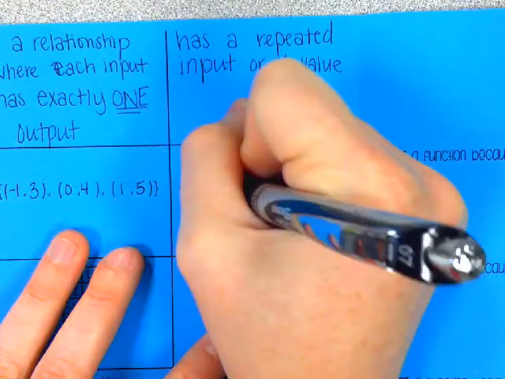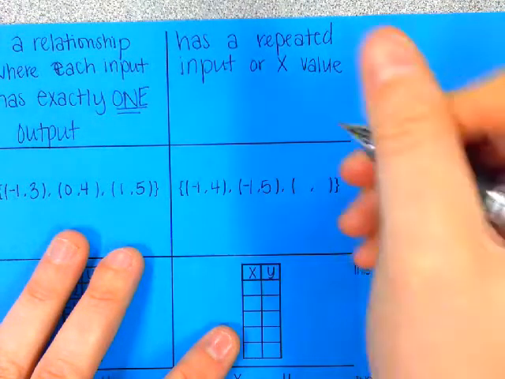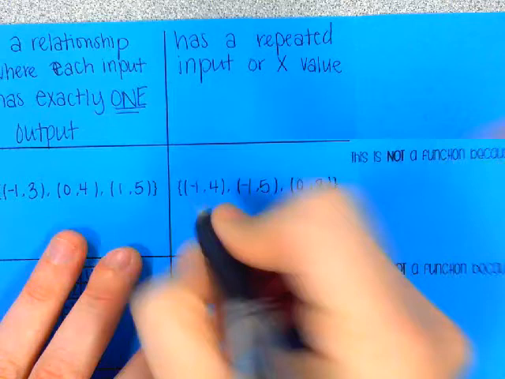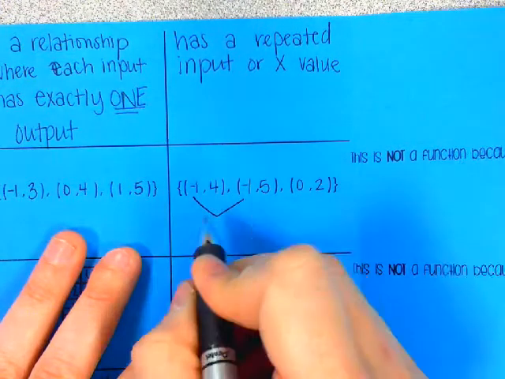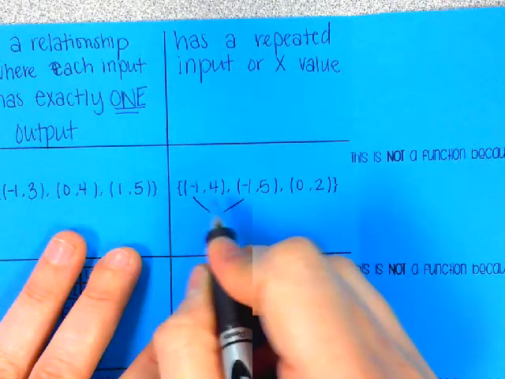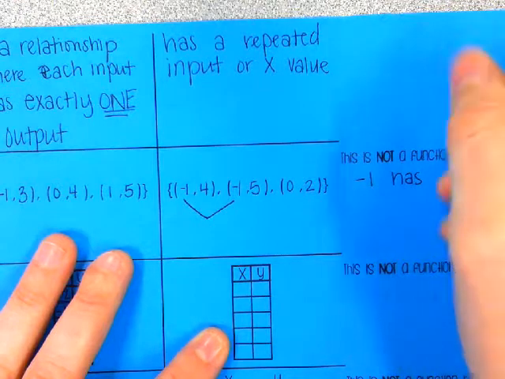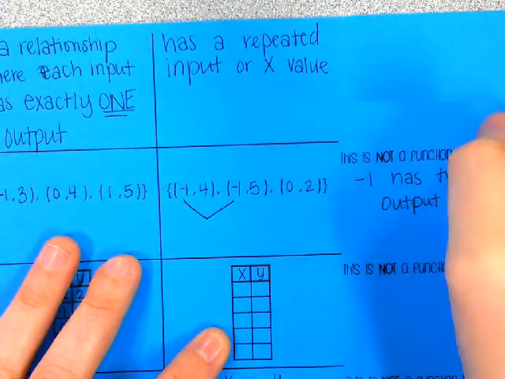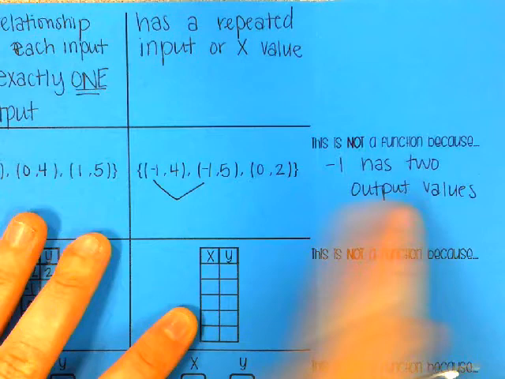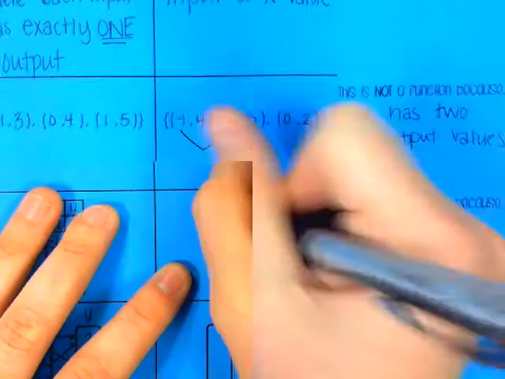Okay, so if I have the example -1, 4, -1, 5, 0, 2. So this right here is what makes that not a function. It's a repeated x value. So -1 has 2 output values. So -1, 4 and -1, 5.